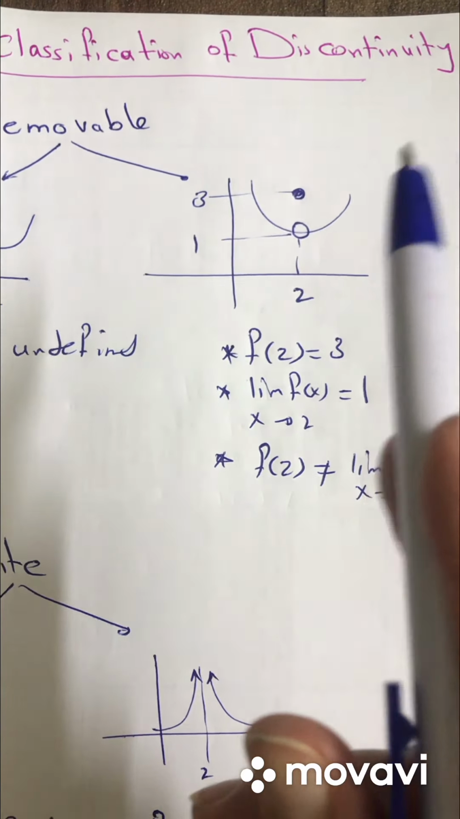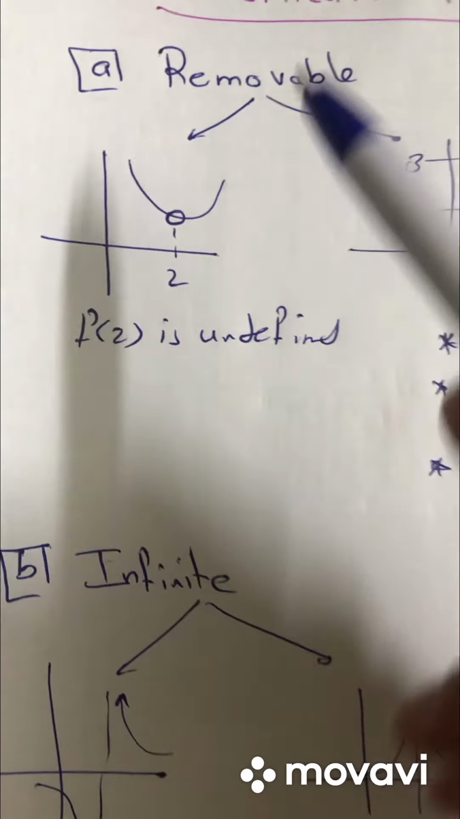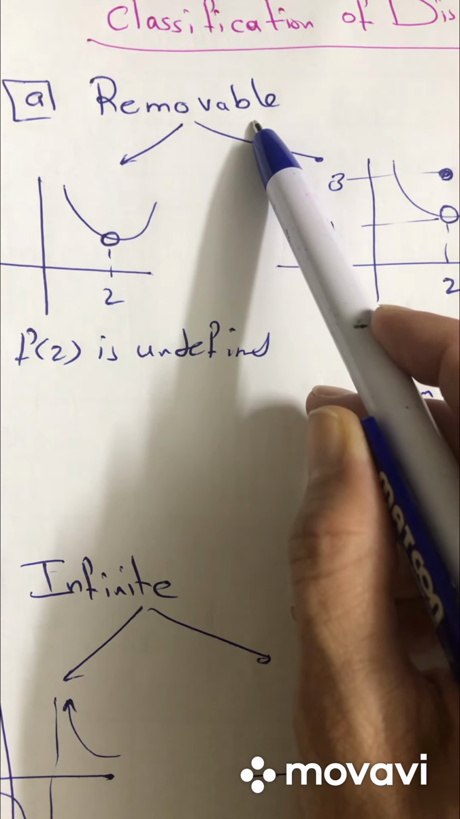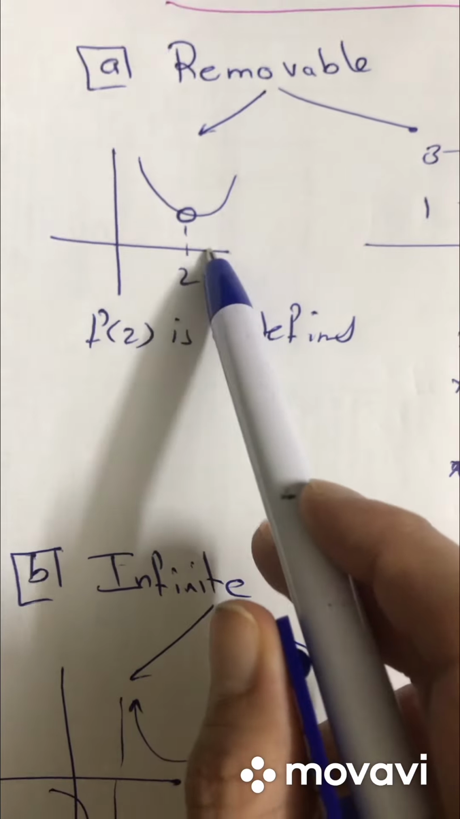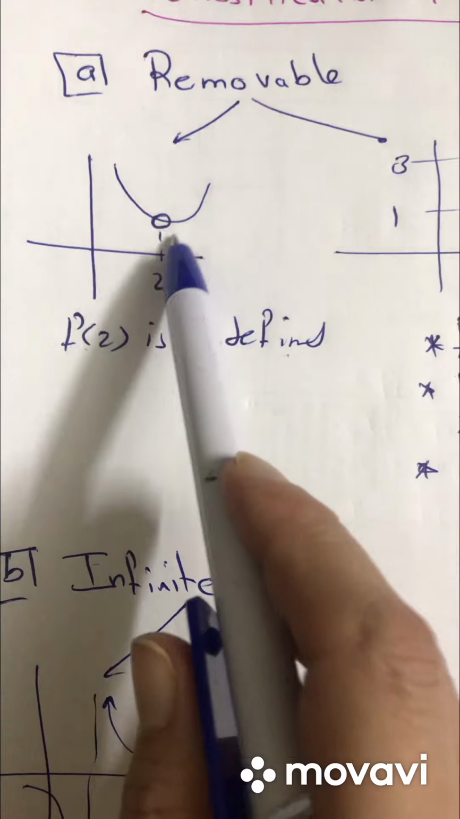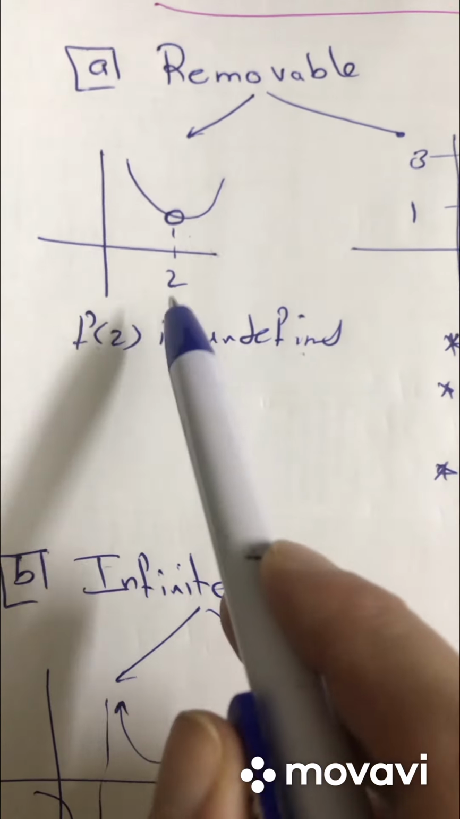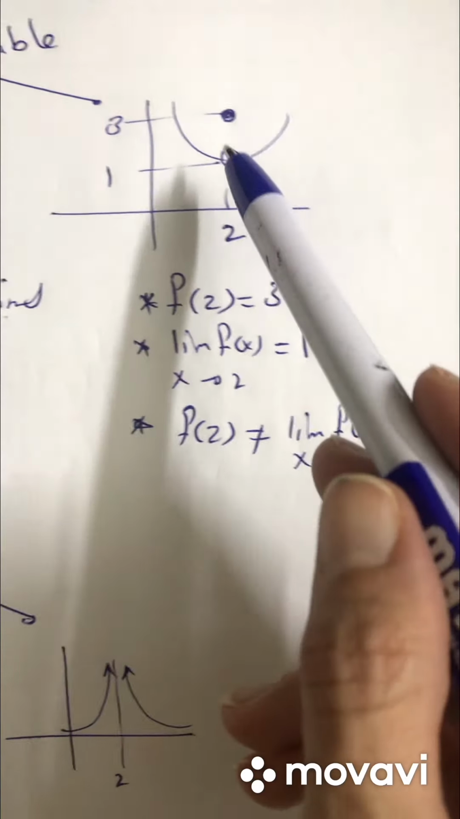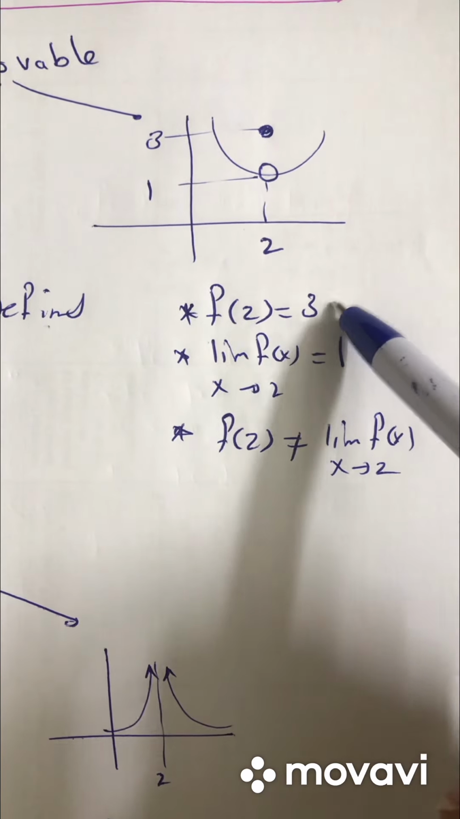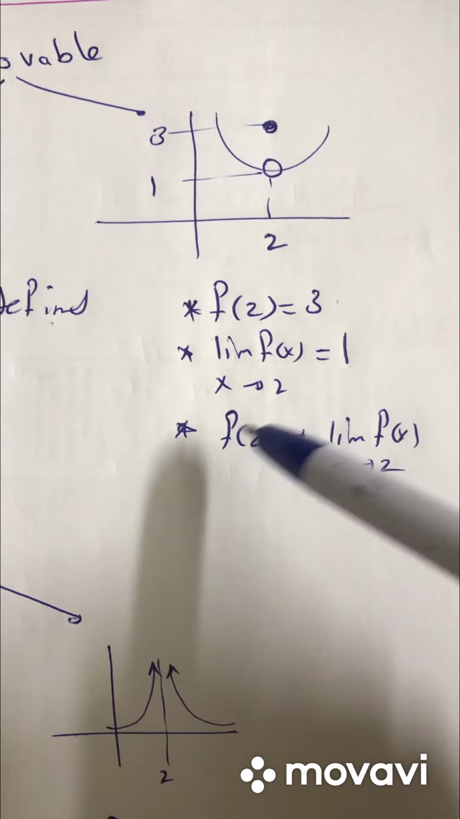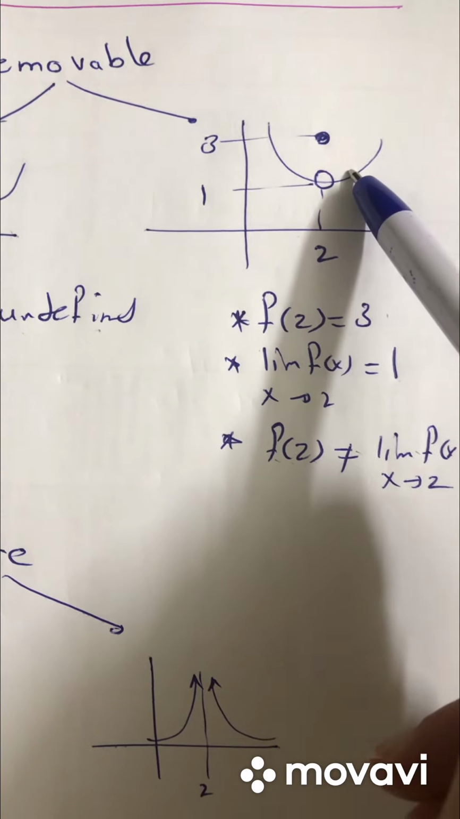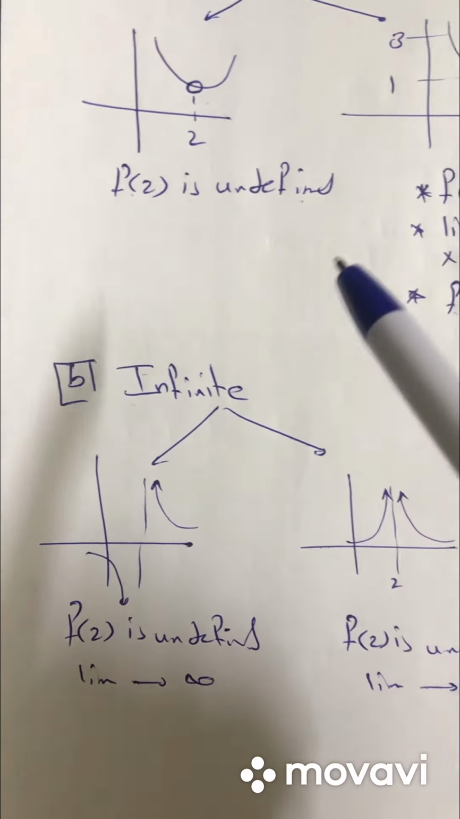Classification of discontinuity. The first type is called removable. What do we mean by removable discontinuity? As simple as that, this is an example of removable. When the first condition failed, f of 2 is undefined and it looks like that, an empty dot on this, so this one is called removable. And this one is also the same thing. If for the first one you have an answer and the limit is a different answer, and when you check whether they are equal or not, you find out that they are not equal, so this one is also called removable.